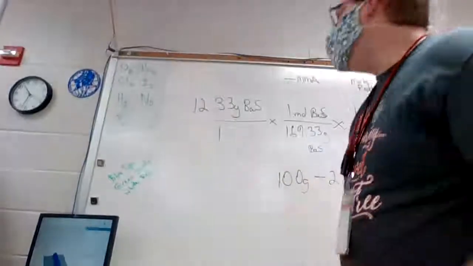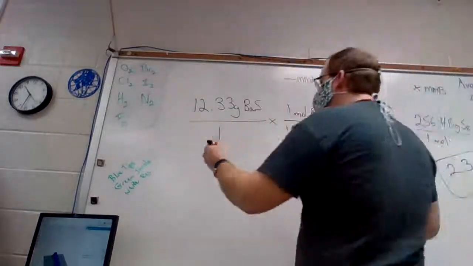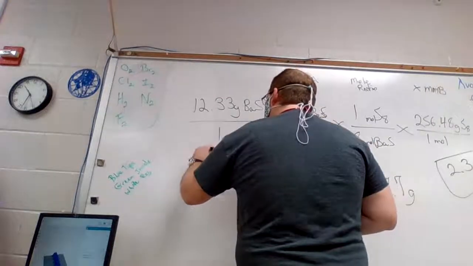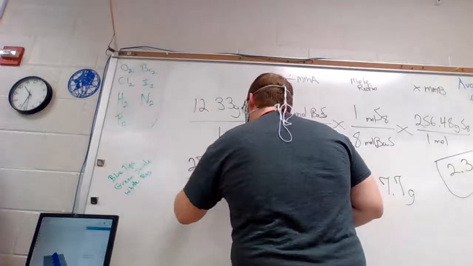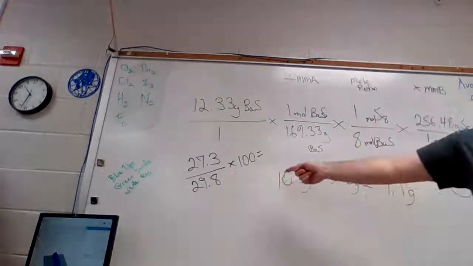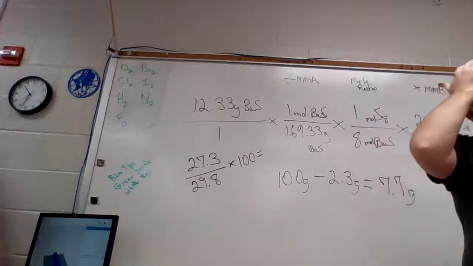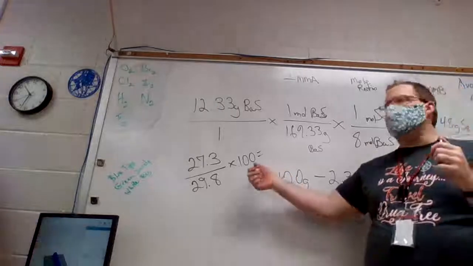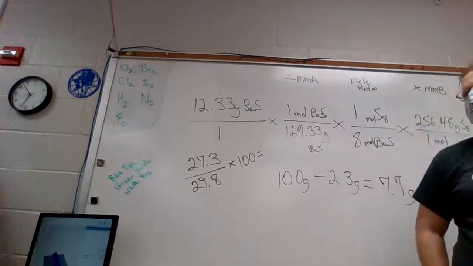So what I'm going to do, turn the lights on. I'm going to come over here, and I'm going to put my actual yield over my theoretical. So 27.3 divided by 29.8 times 100. What do I get there? Somebody pop that in the calculator real quick. So this is basically telling me how good I am at my chemical mixing job.